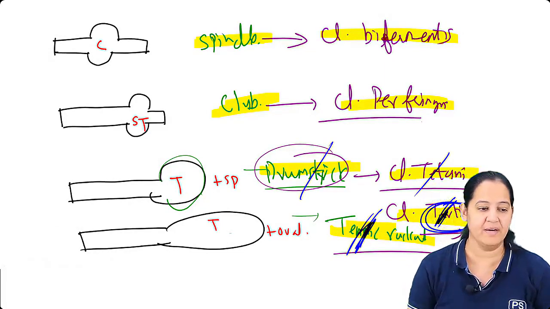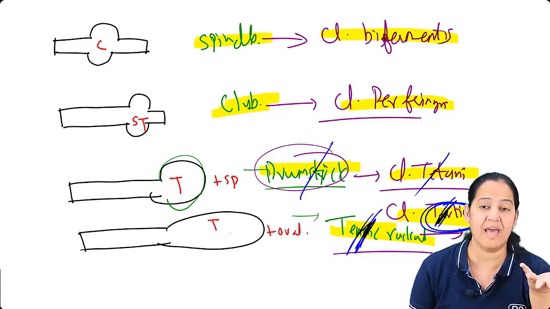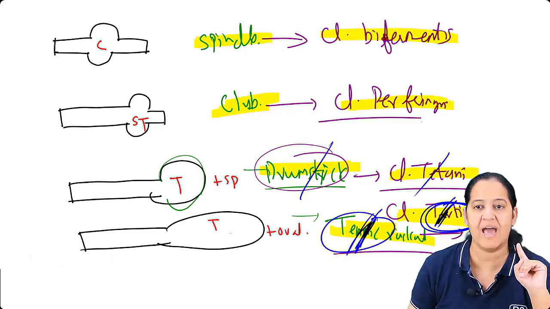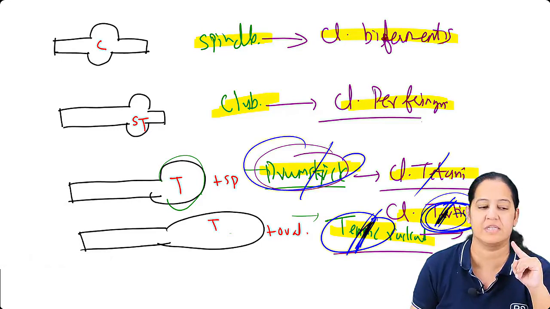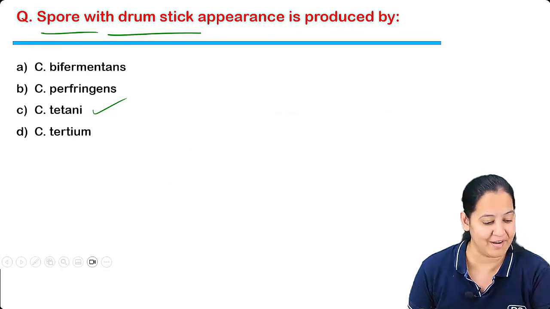समझ में आई क्या? हाँ टेनिस में थर्ड राउंड याद कर लो, 3 राउंड है ना? टेनिस से टर्शियम याद आना चाहिए. You learn tennis is tertium and drumstick is tetani. You got my point? हाँ ठीक है? Whatever mnemonic you say, but you just learn.